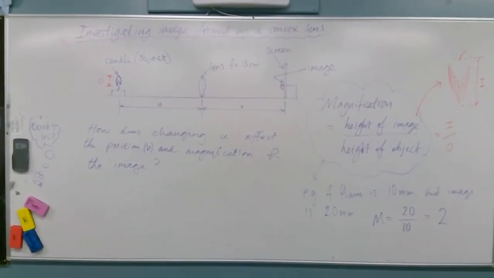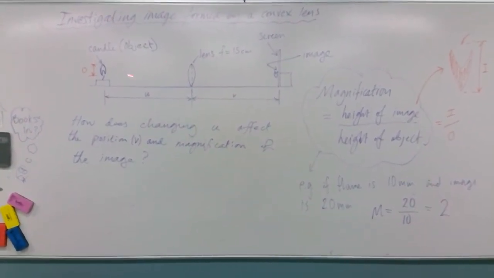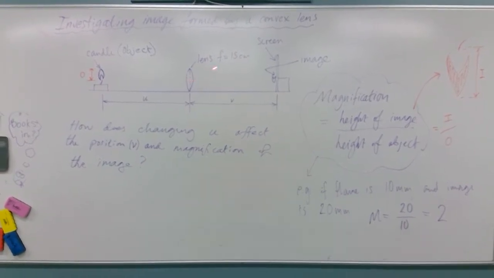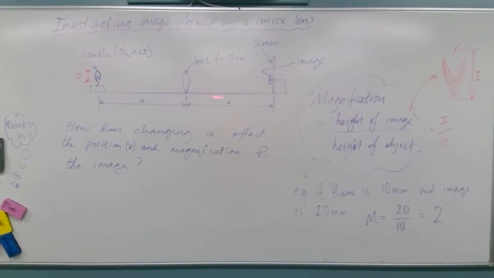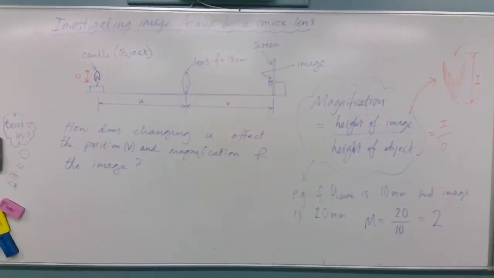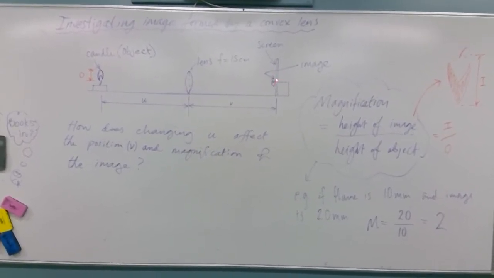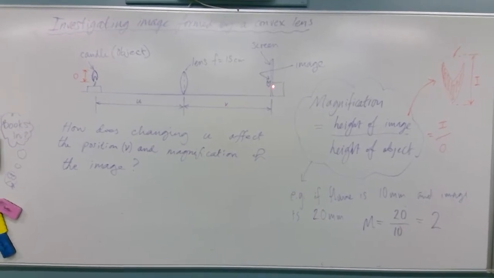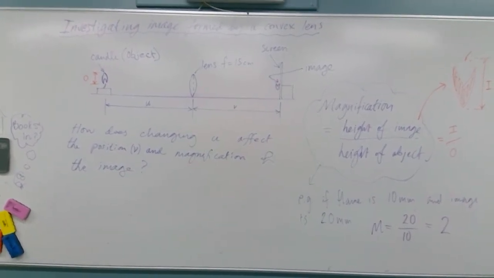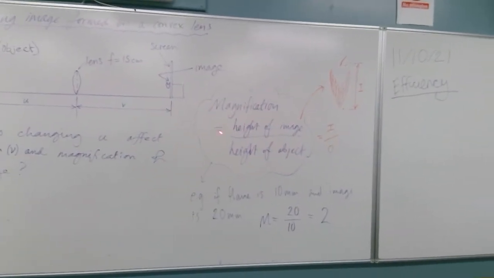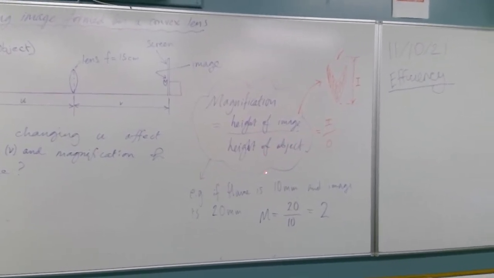This is an investigation into the image formed by a convex lens, and we're going to have a candle, a lens of f equals 15 centimeters, and a screen, and we can measure these distances u and v. How does changing u affect the position of the focused image on the screen, v, and how does it affect the magnification of the image, whether it's upright or inverted? We can calculate the magnification using height of image over height of object, I over O. We measure the flame.